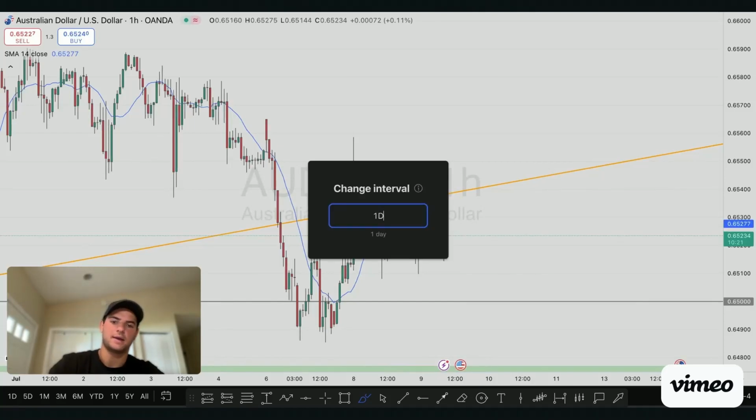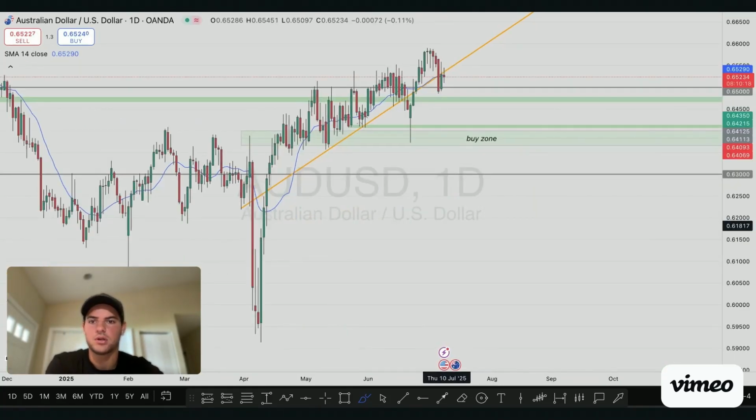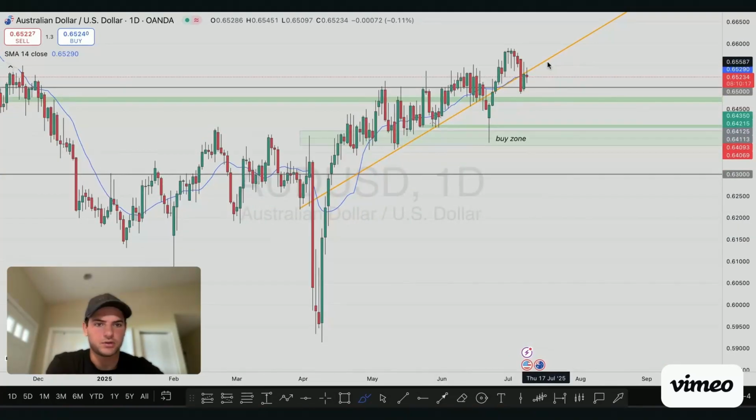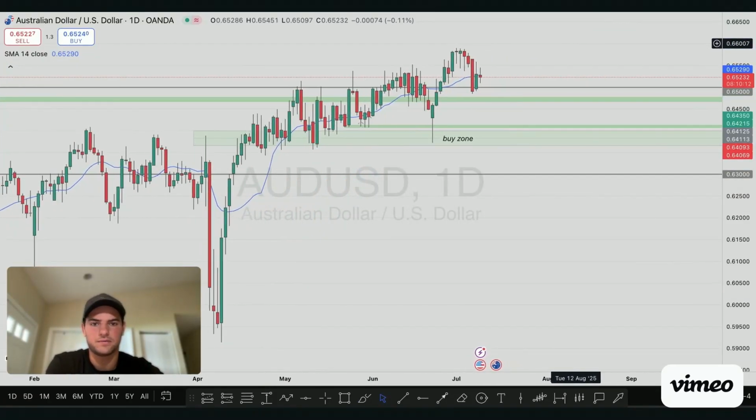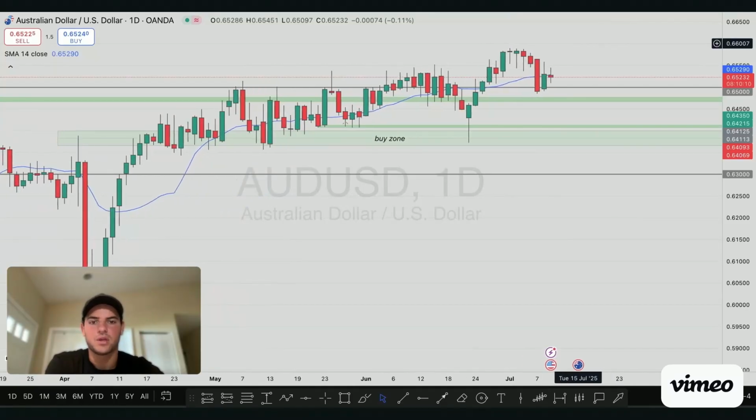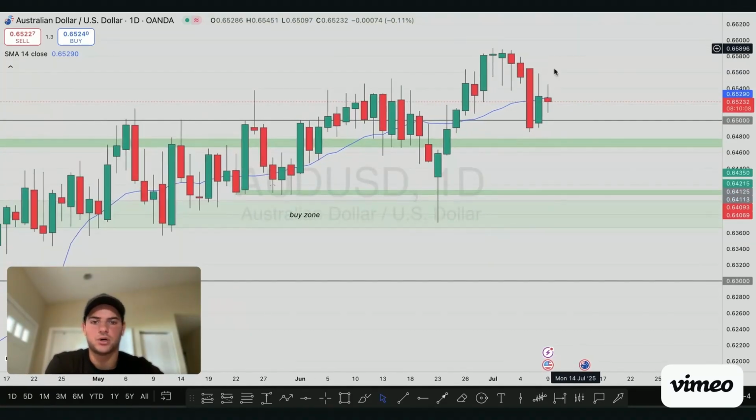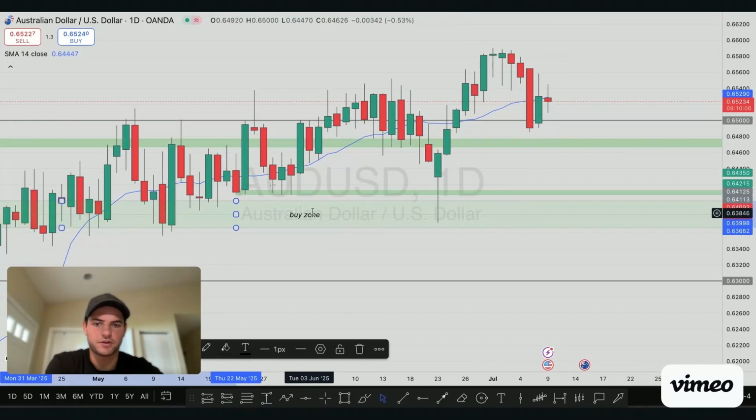Then I look at a higher time frame on AUD USD. All right, I think it's time for me to take this off. I have done multiple trades on AUD USD. This is the perfect buy zone. If you ever want to buy at a lower price, this is the perfect buy zone.